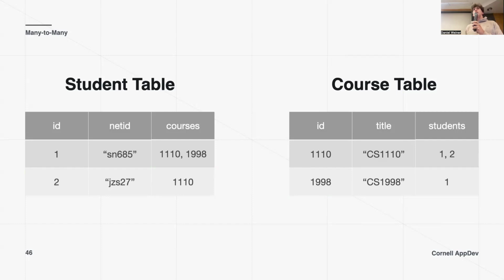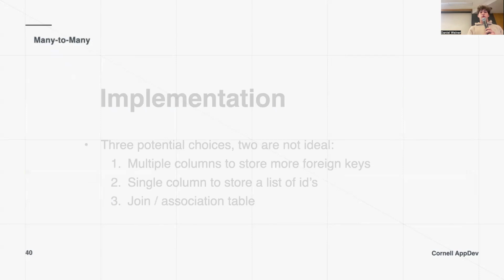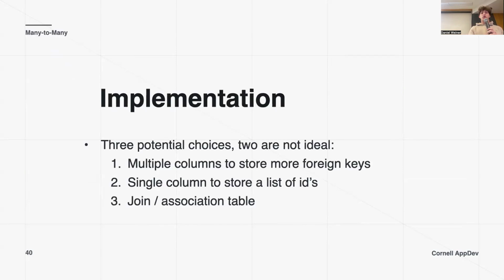Yeah, that could be in a bunch of different formats. A list would probably be the most ideal. But the whole point actually of this one is that that's not an ideal way to do it. So going back, there were three ways to do it. You can do it with multiple columns to store foreign keys or a single column to store a list of IDs. And those are the two that are not ideal. And then the association table is the most ideal.